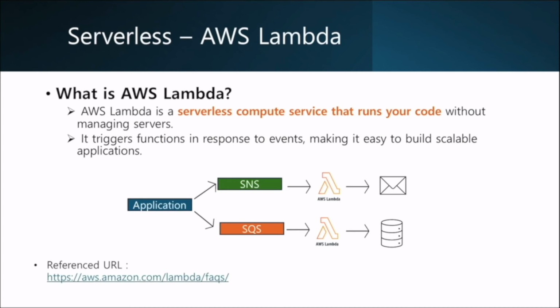Let's move on to serverless AWS Lambda. What is AWS Lambda? It is a serverless compute service that runs your code without managing servers. It also triggers functions in response to events, making it really easy to build scalable applications. Now let's take a look at the graphic. Application is separated into two things, SNS and SQS. They both utilize AWS Lambda to be transferred to mail or infrastructure.